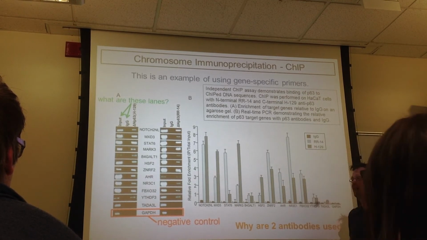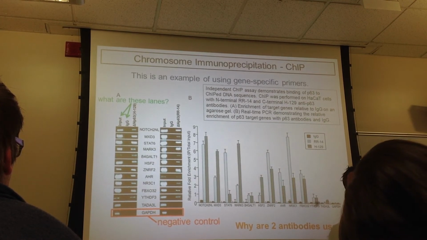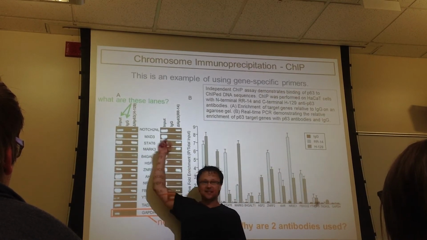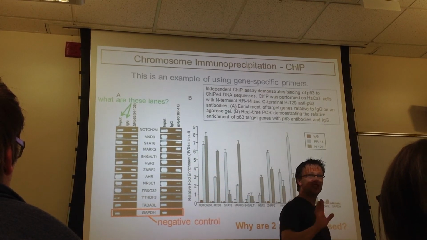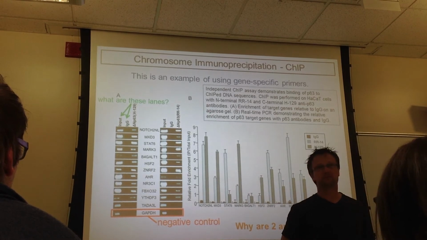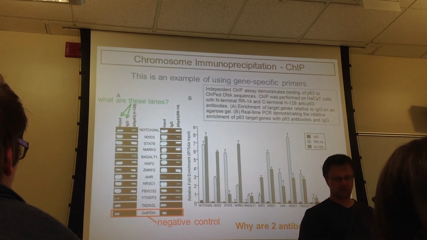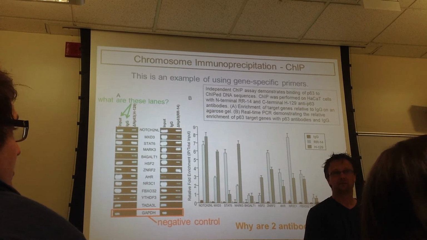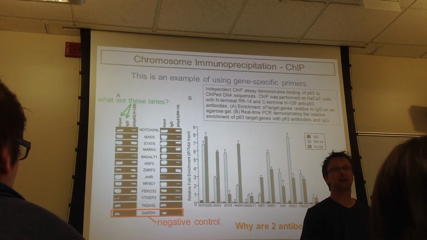Okay, then we have our second lane. And there's nothing in any of those PCR, right? IgG. So what is that? What is IgG in general? Biology people, do you know what IgG is? It's an immunoglobulin. Right? It's an antibody.